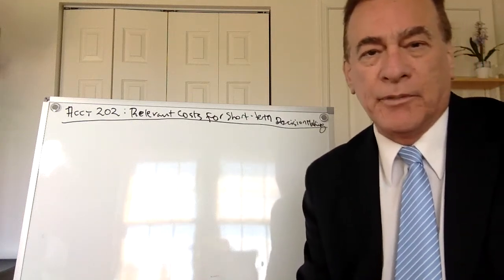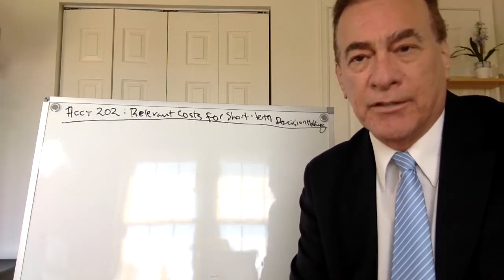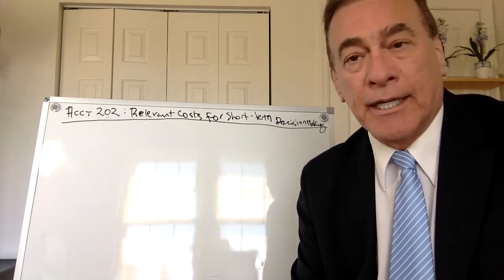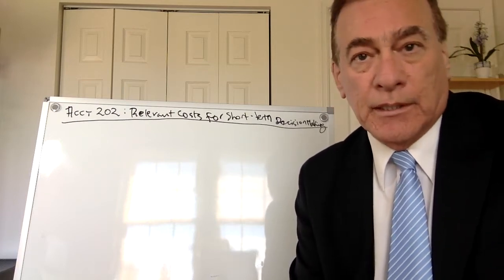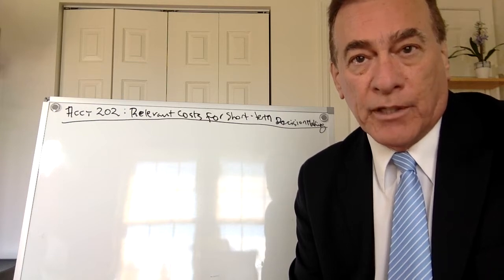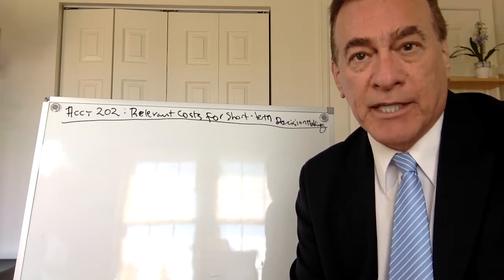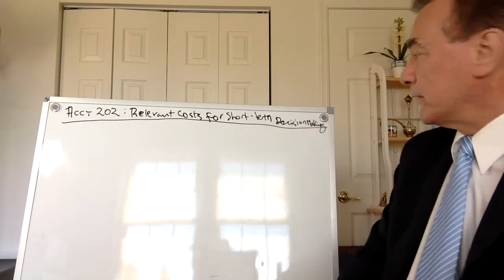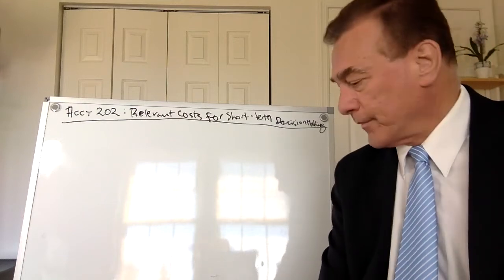Hello, I am Dr. Jeffrey Tickell from Indiana University of Pennsylvania, and in this video today I'm going to do an overview of Chapter 8 from our textbook in Accounting 202, where we talk about relevant costs for short-term decision making.